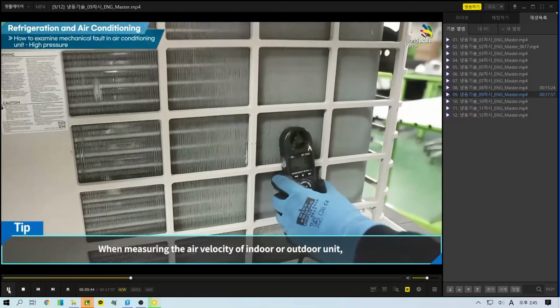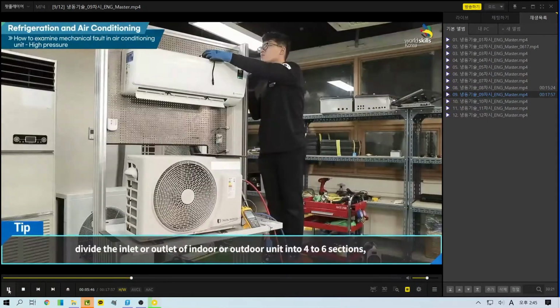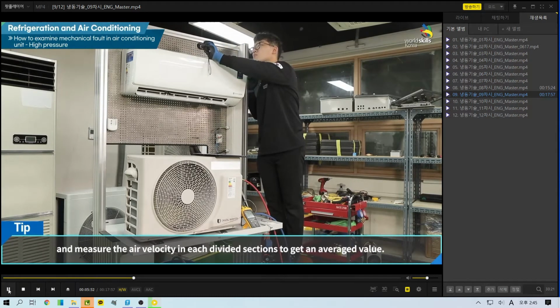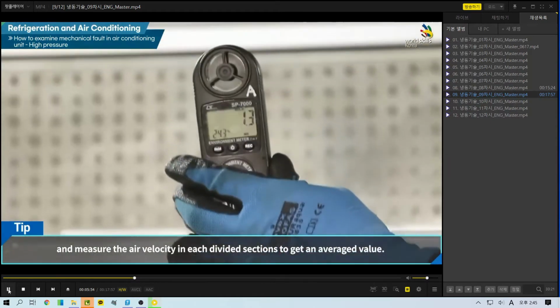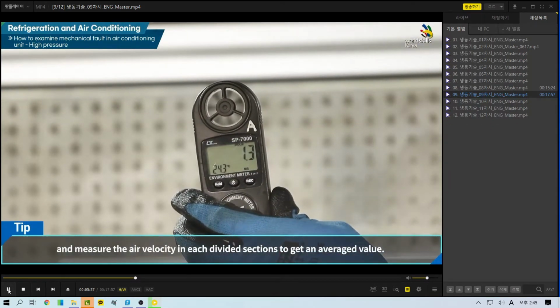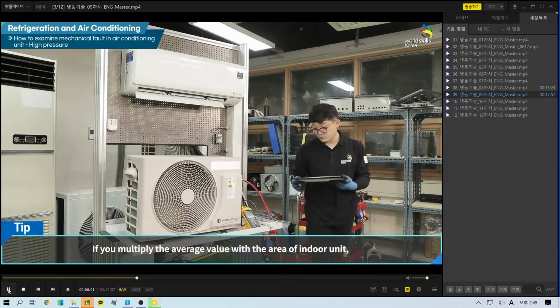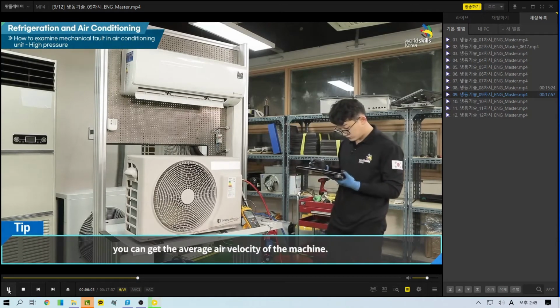When measuring the air velocity of the indoor or outdoor unit, divide the inlet or outlet of the unit into 4 to 6 sections and measure the air velocity in each divided section to get an averaged value. If you multiply the average value with the area of the indoor unit, you can get the average air volume of the machine.